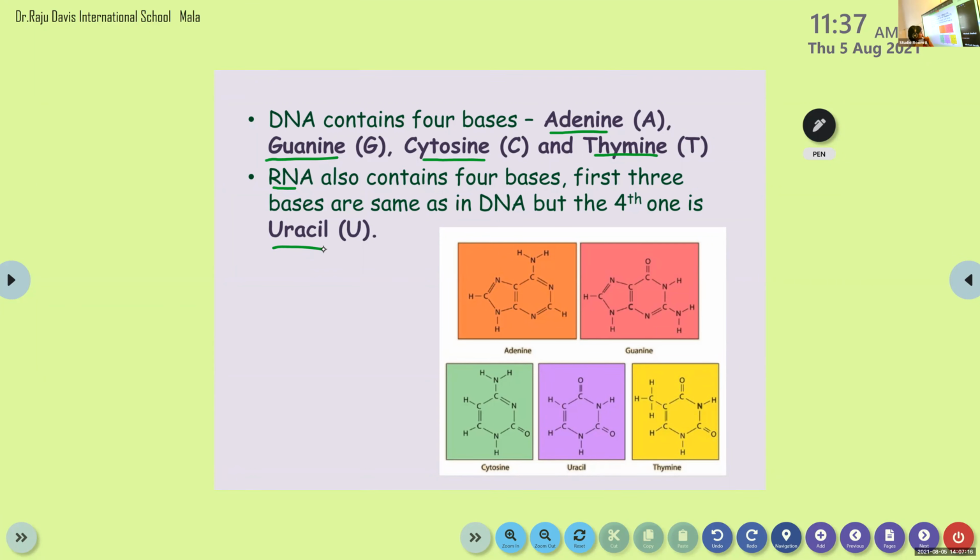And these are the structures of each one: adenine, then guanine, cytosine, uracil and thymine. You have MCQ questions, so you should try to identify each one. That means if different figures are shown in the options, you should be able to identify which one is adenine. So you have to learn its structure. Okay.